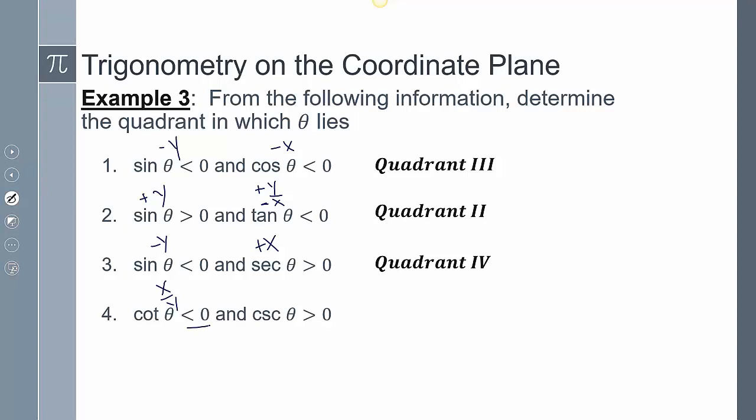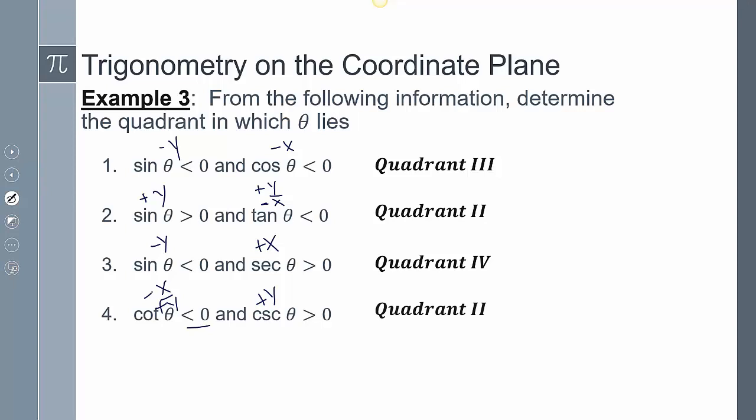One of them has to be negative, though. Cosecant is greater than 0. Cosecant relates to sine. Sine relates to y. My y is greater than 0, so that's going to be positive, which forces this y to be positive, which makes that one a negative. And so negative x and a positive y, that's going to be quadrant number 2.